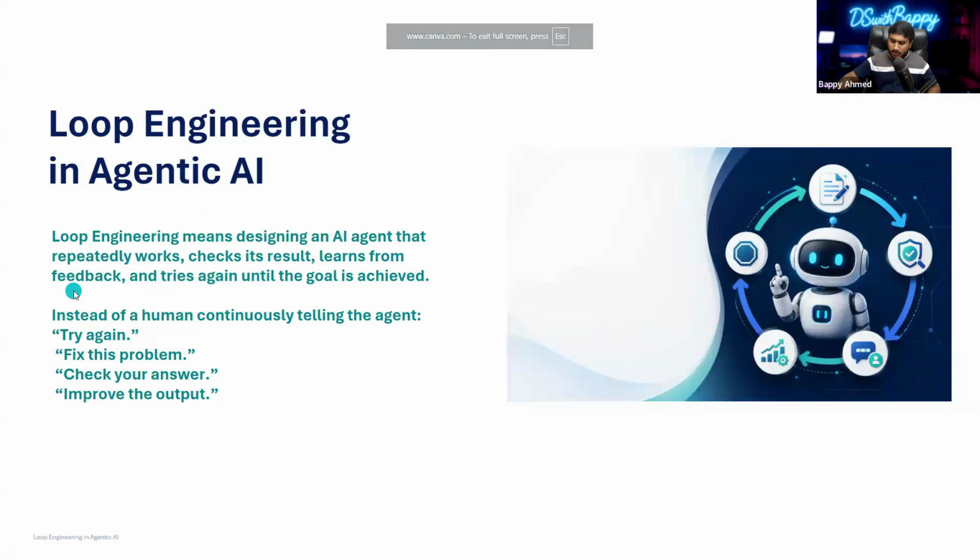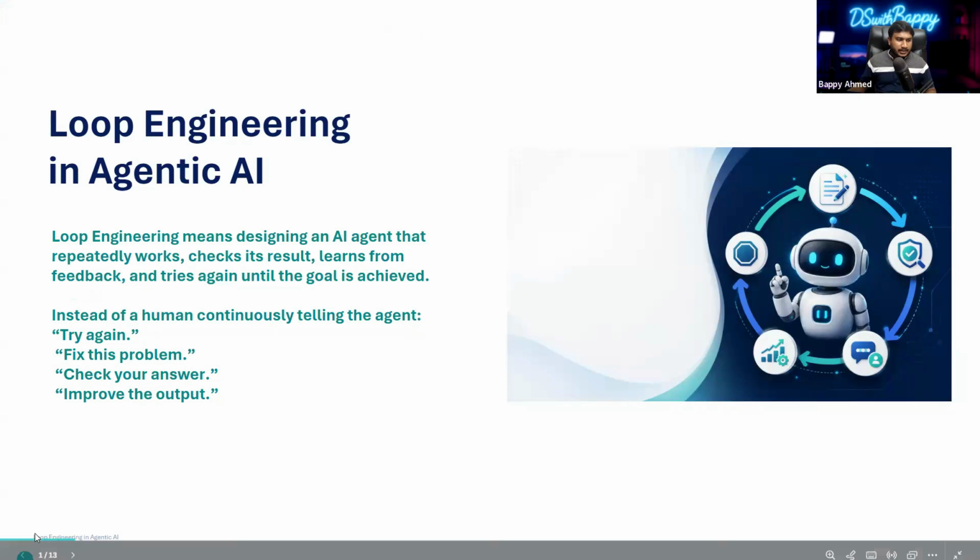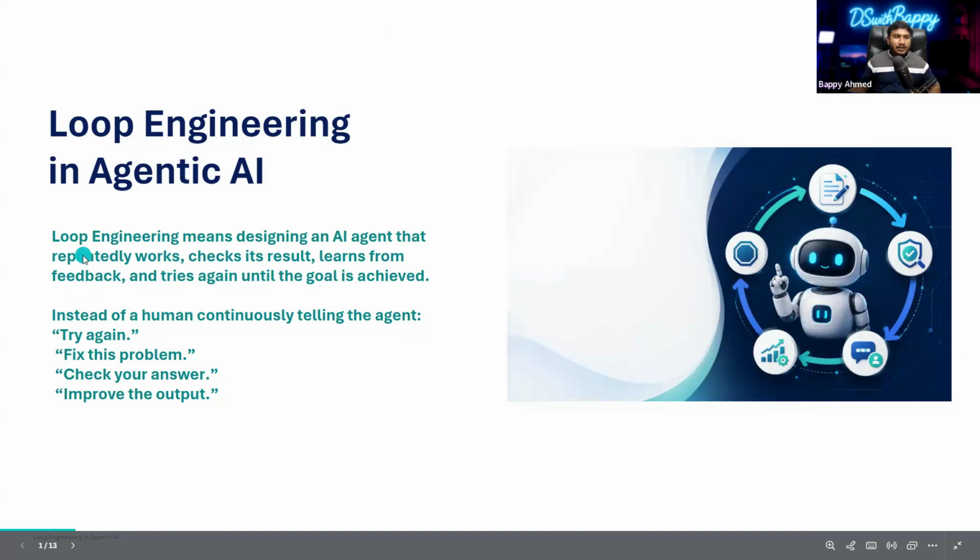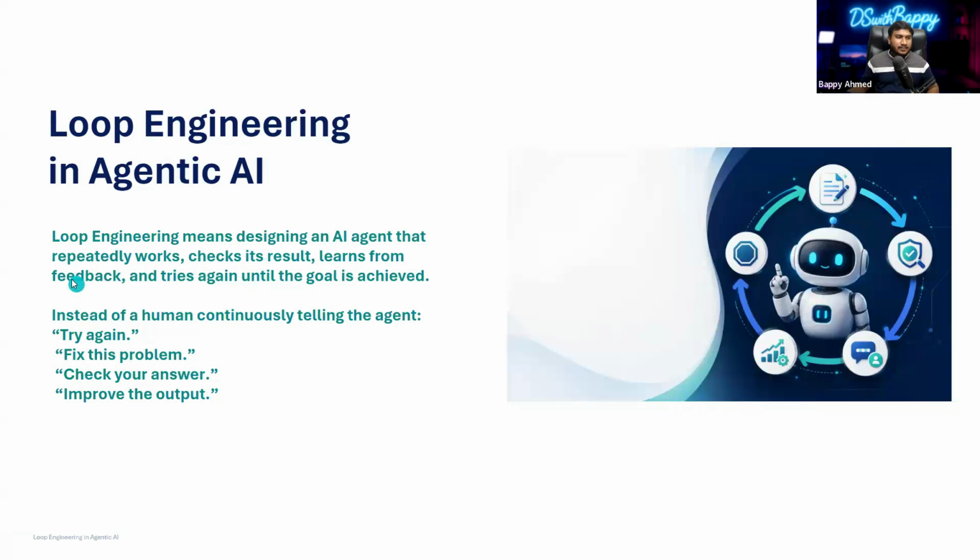Now see, guys, on my screen I have already written the definition of loop engineering. So as you can see, what is loop engineering? Loop engineering means designing an agent that repeatedly works, checks its result, learns from the feedback, and tries again until the goal is achieved. Now you are getting this definition, I think. But if I had shown you this definition the very first time, you would definitely have had confusion, right? That's why I first gave you that high level overview through this architecture. Now I think you can understand this definition.